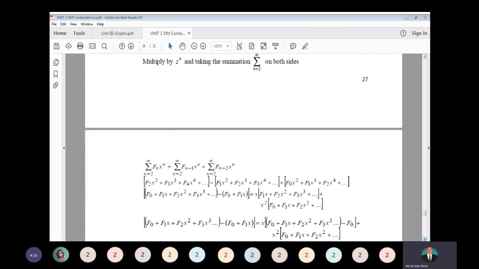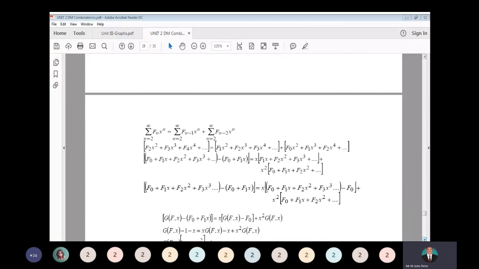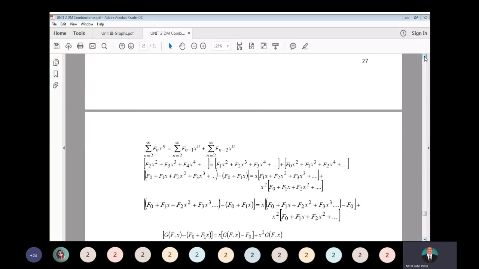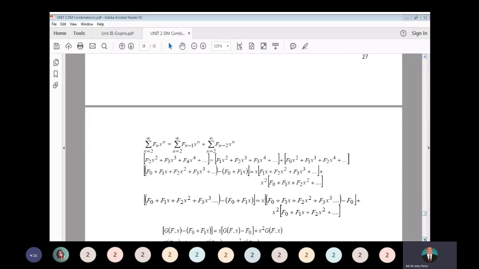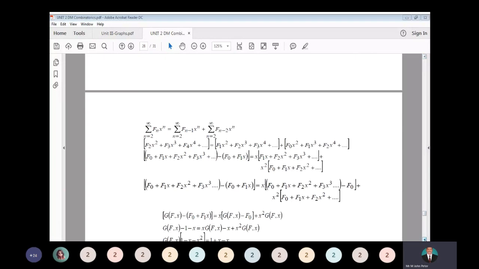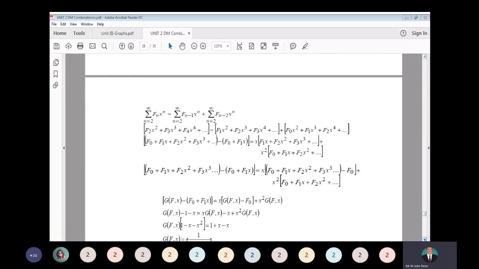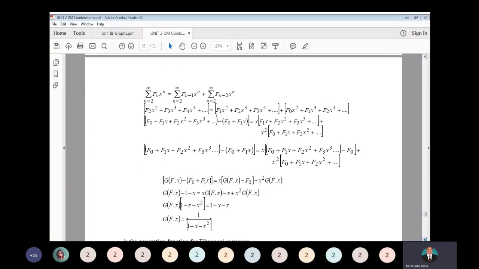So that is the summation n = 2 to infinity of Fn x^n, equal to the summation of F(n-1) x^n. For convenience, the small f(n) is denoted as capital Fn, so don't get confused. That equals the summation n = 2 to infinity of F(n-1) x^n plus the summation n = 2 to infinity of F(n-2) x^n. Expand it, you will get F2 x² plus F3 x³, like the previous problem we tried. So first expand all three terms.